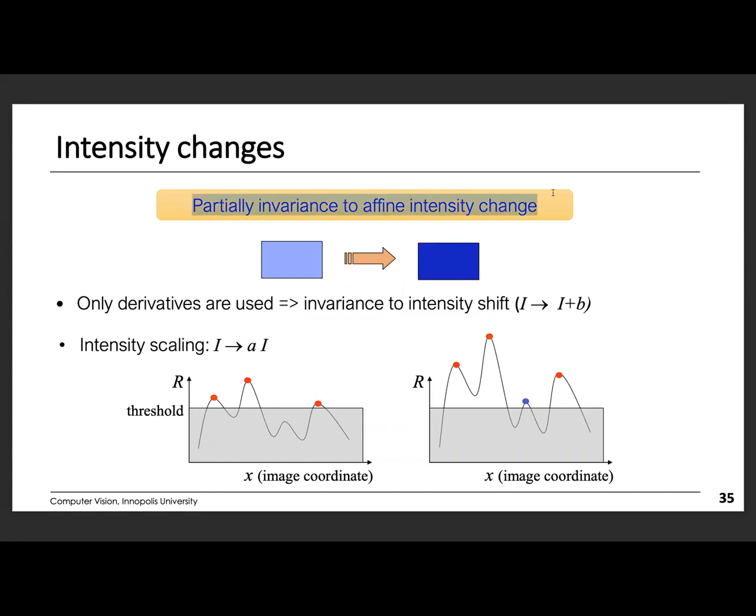Intensity changes, it's partially invariant to intensity changes. So for example, if you just push it a little bit higher, it is still going to detect the majority of this. Since it works only on the derivatives, it should be invariant a little bit to the intensities of I equal to I plus B. But if we're working on scaling intensities, so I equal to A times I, then here we could have some issues with the thresholding, but still it is quite invariant to the changes, right?